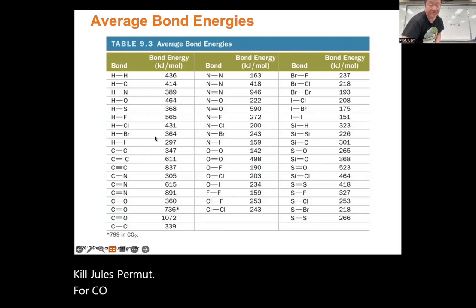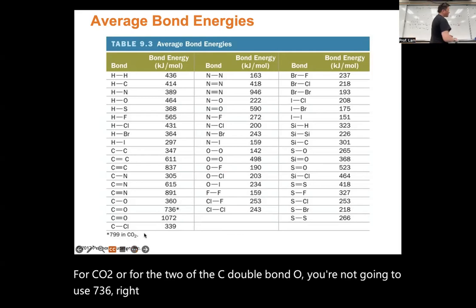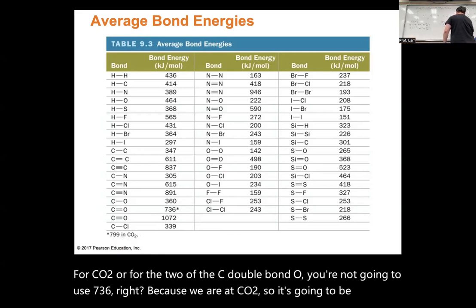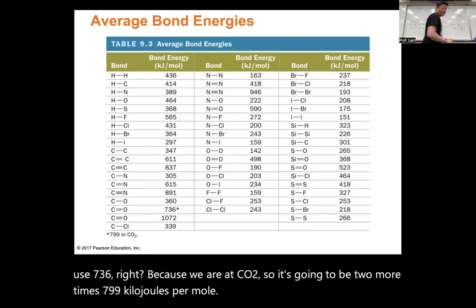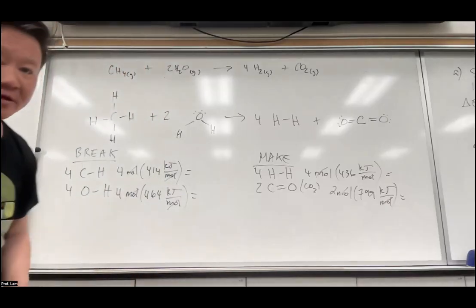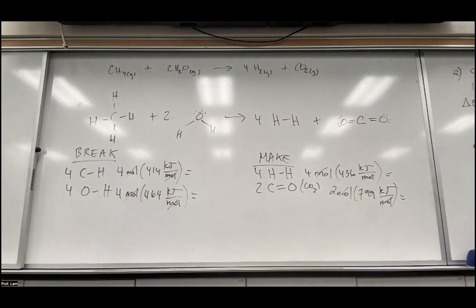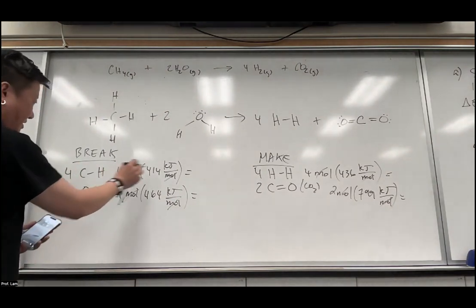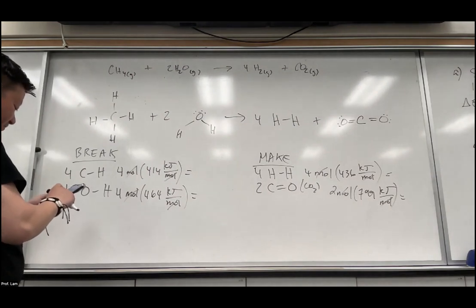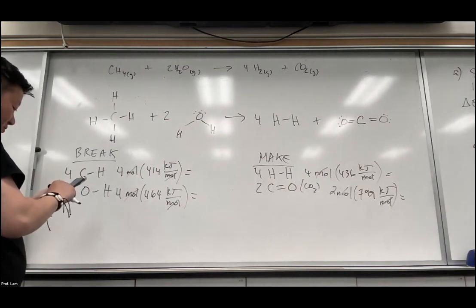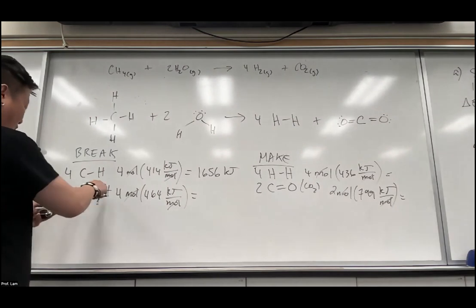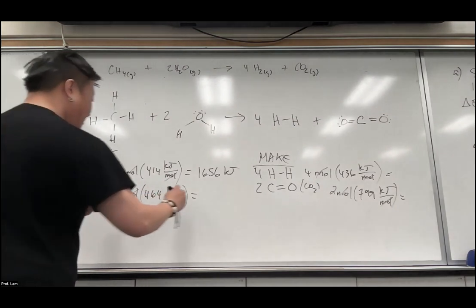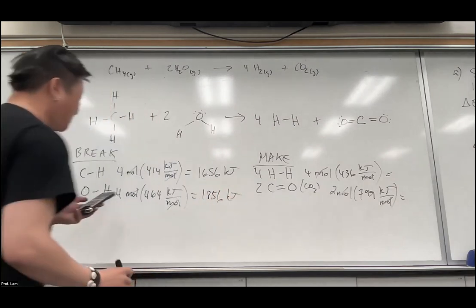For CO2, or for the 2 C double bond O, you're not going to use 736, right? Because we are at CO2, so it's going to be 2 mole times 799 kilojoules per mole. And there we go. Okay, we just have to now evaluate. 4 CH bonds break, so 4 times 414 is 1656 kilojoules. See, moles cancel. And then 4 OH bonds break. So that's 1856 kilojoules.